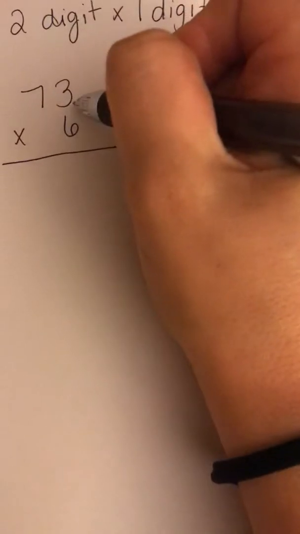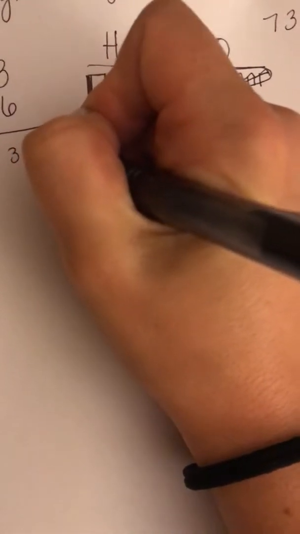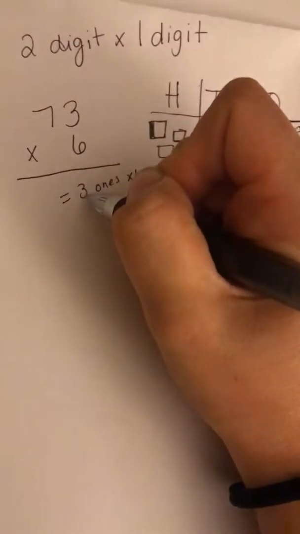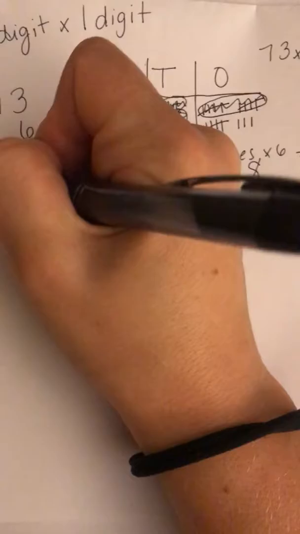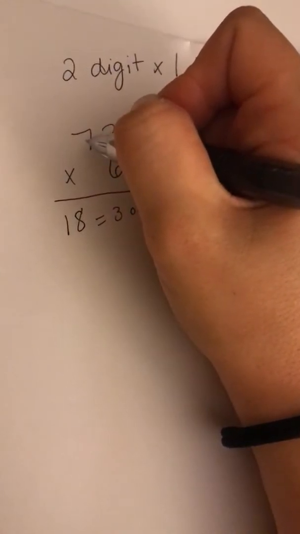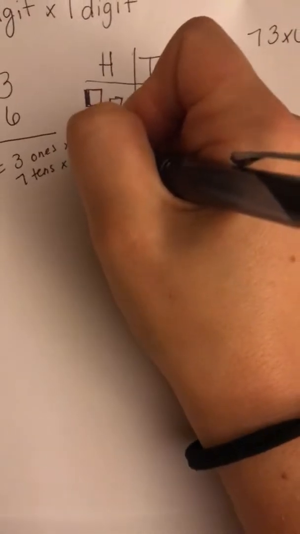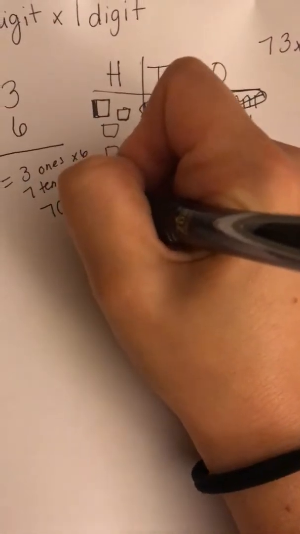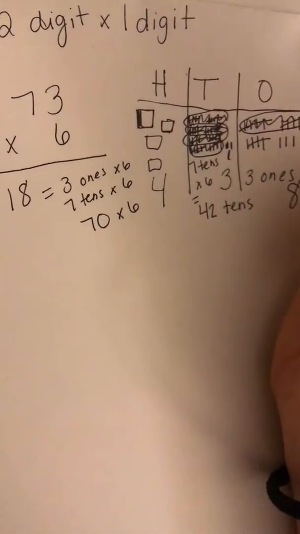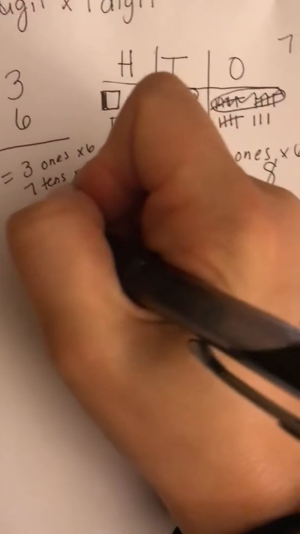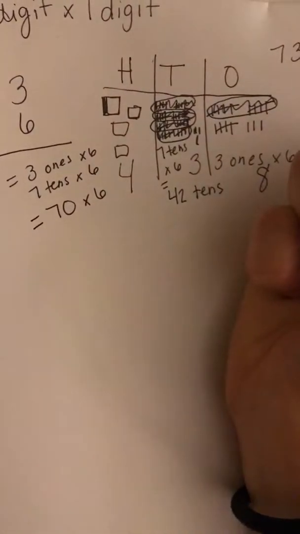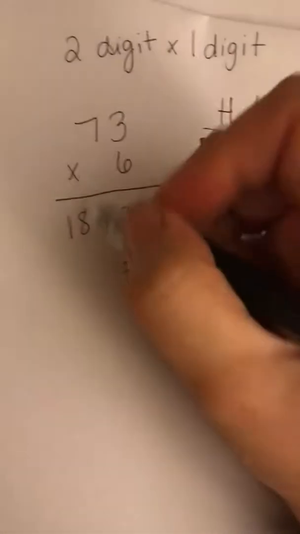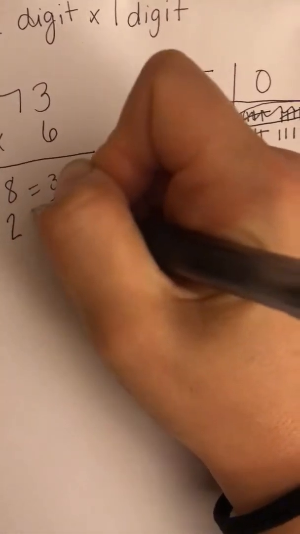So I'm looking at my ones place. I have 3 ones, and I'm going to be multiplying that by 6. Or 3 times 6 is 18. Next, I'm going to go to the tens place. I have 7 tens. I'm going to multiply that by 6. 7 tens is just a funky way to say 70. So I have 70 times 6 will give me 420.